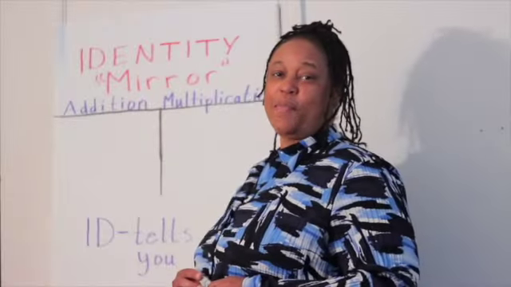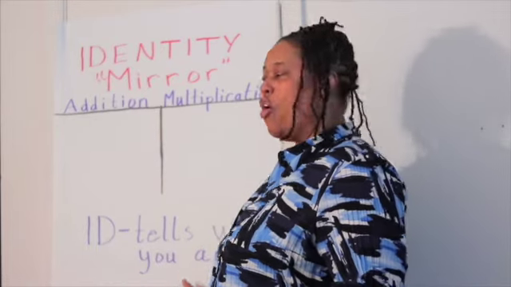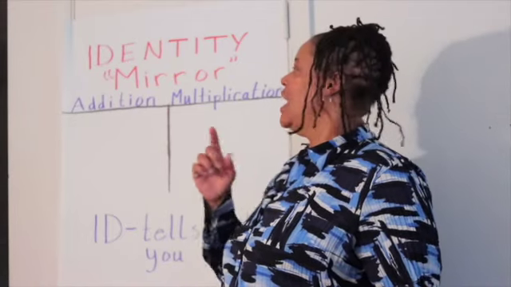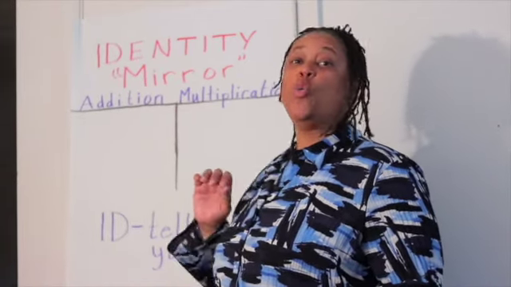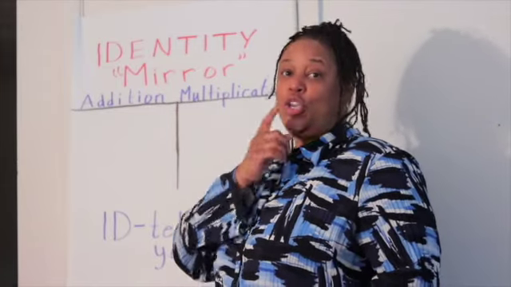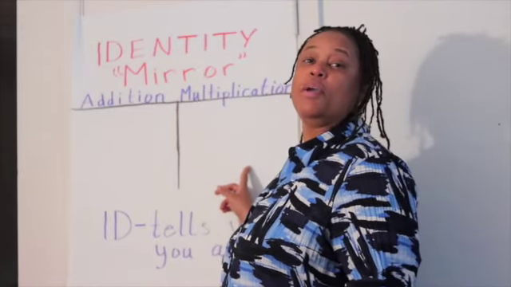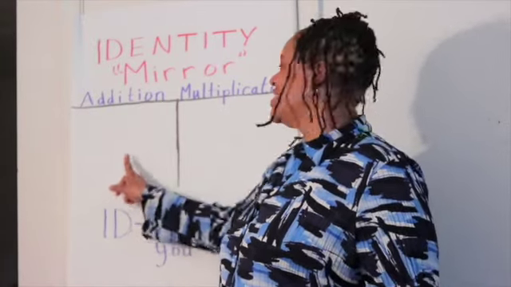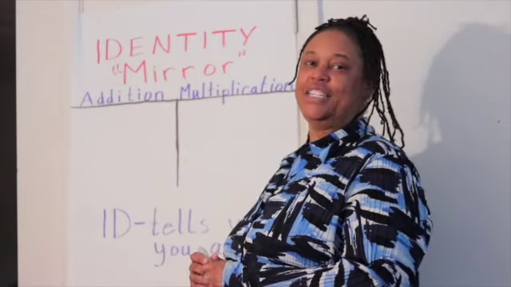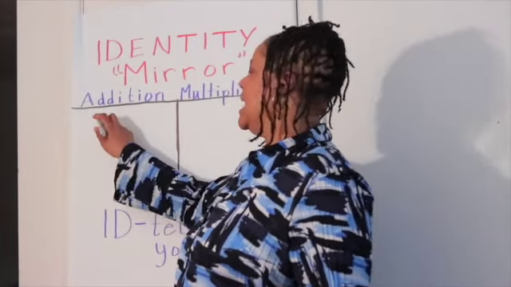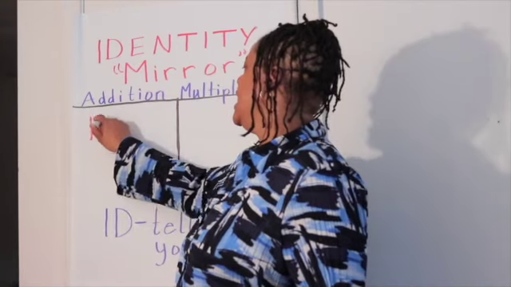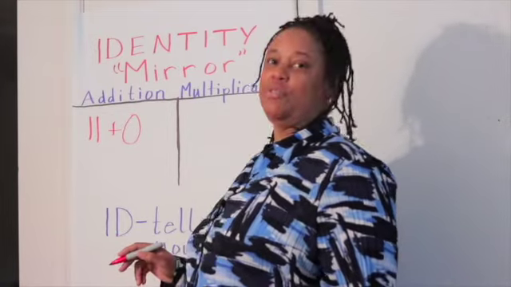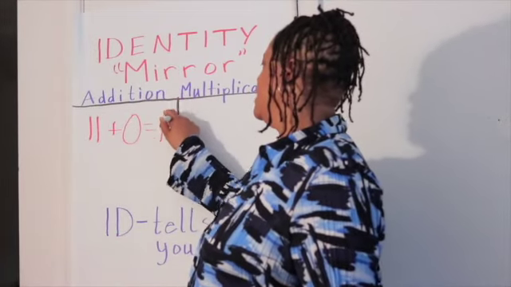The identity property tells who you are. So when we talk about identity, think of yourself in a mirror. If you are in a mirror with no one else, you should only see you. So let's talk about the addition identity property. It says if I take any number, let's take 11, and add nothing to it, represented by 0, I should still get 11.